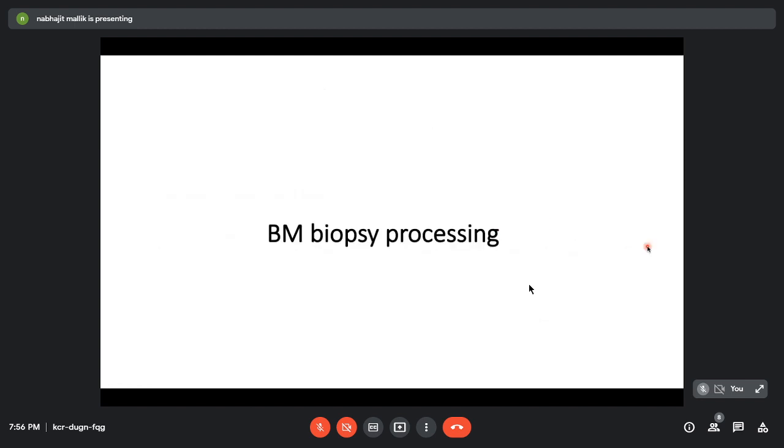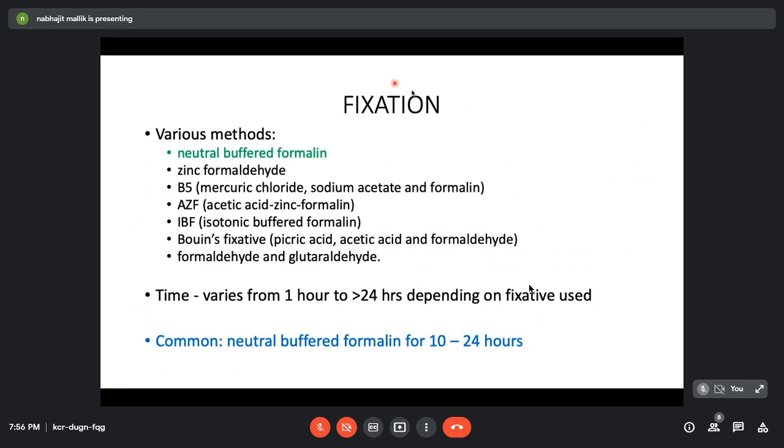So with that, we go on to the bone marrow processing, now that the procedure is over. So how do we process the bone marrow biopsy sample? Now coming to fixation, various methods are available, however, neutral buffered formalin is by far the most commonly used. We also have zinc formaldehyde, B5, AZF, IBF, Boone's fixative, and formaldehyde and glutaraldehyde. Time for fixation varies from 1 hour to more than 24 hours depending on the fixative used. However, the most commonly used is neutral buffered formalin for around 10 to 24 hours.